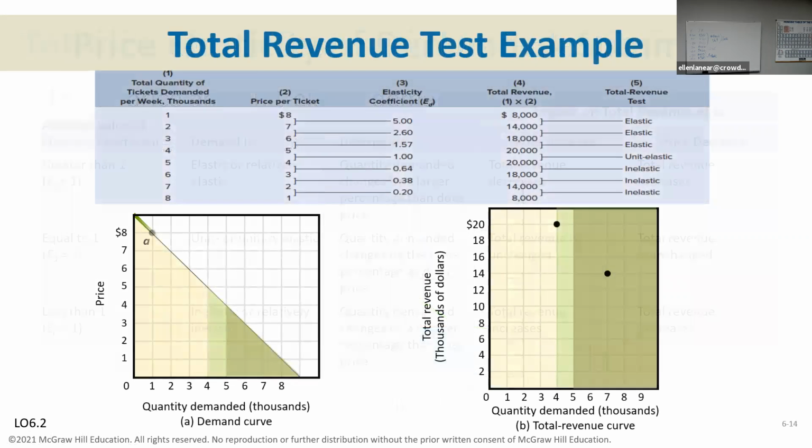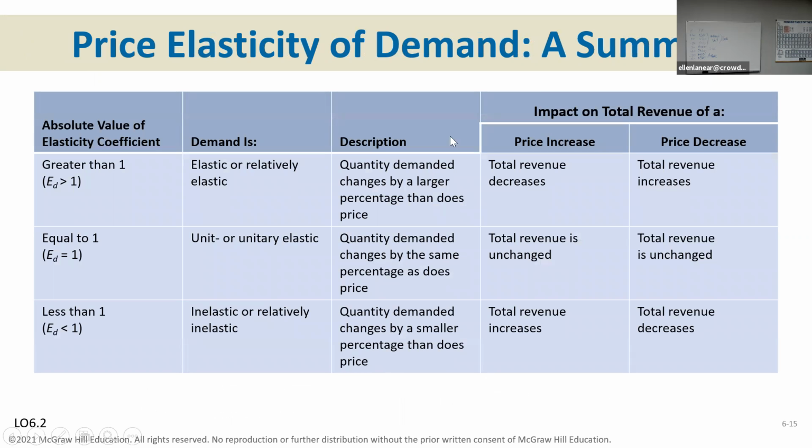What happens with total revenue? This is an important slide right here to be familiar with. So if elasticity is greater than 1, we have elastic or relatively elastic. Quantity demanded changes by a larger percentage than price. So if we increase the price, we decrease total revenue, or if you decrease the price, you increase total revenue. If elasticity is equal to 1, unit elastic, total revenue doesn't change. If it's inelastic, quantity demanded changes by a smaller percentage than does price, so total revenue increases when price increases.